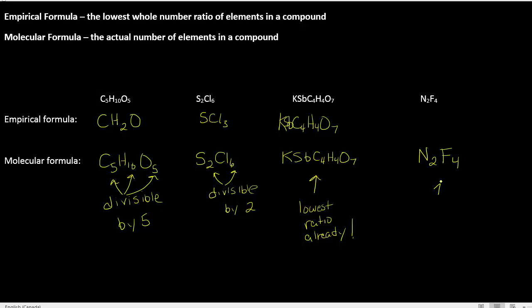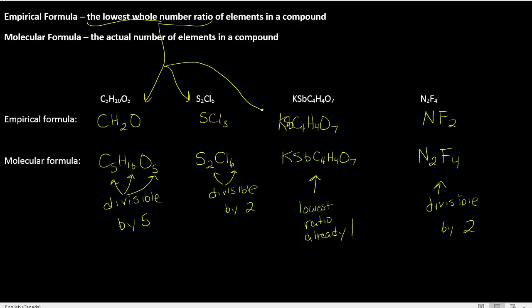N2F4 molecular formula, I notice that both of the terms are divisible by 2, so I divide them both by 2 to write the empirical formula, which in this case would be NF2. So again, empirical formula is the lowest whole number ratio of elements in a compound. We can look at the actual molecular formula and simplify.